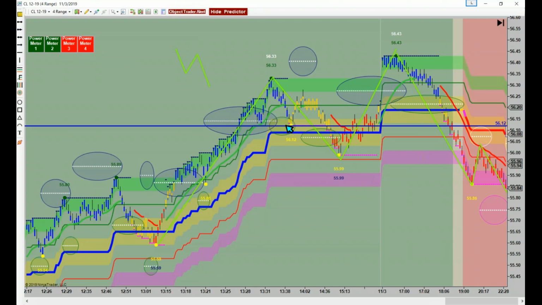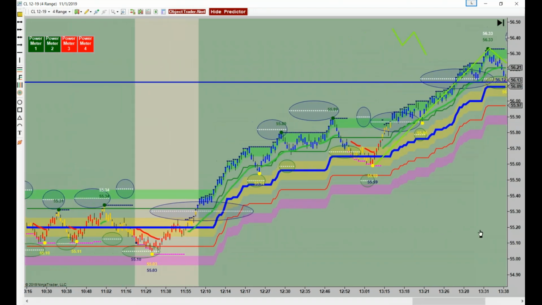And see, all that did was bounce off of here. But would I have taken this long if I happened to have seen my computer and I saw this support? Yeah, and that was good for 10 ticks. But let me show you how you trade it too, though.